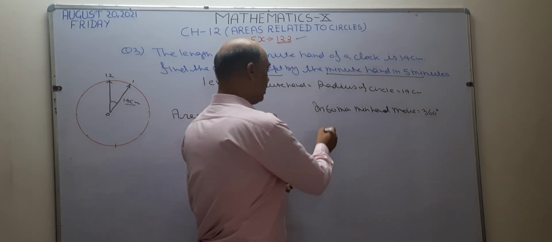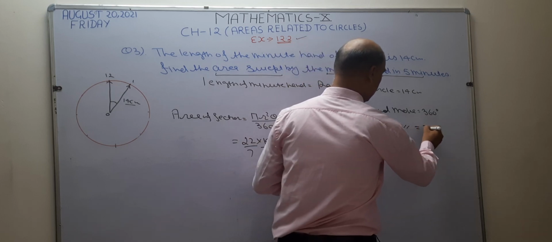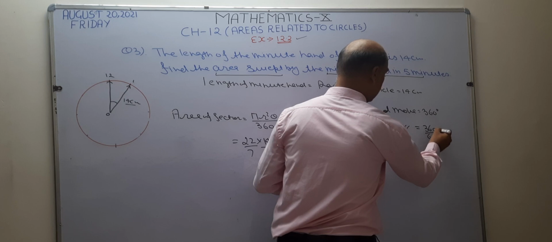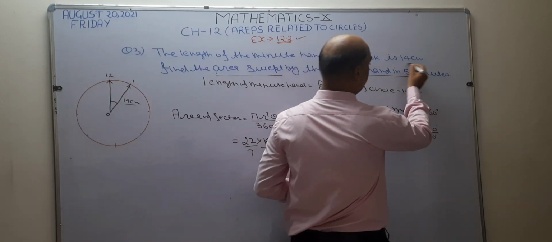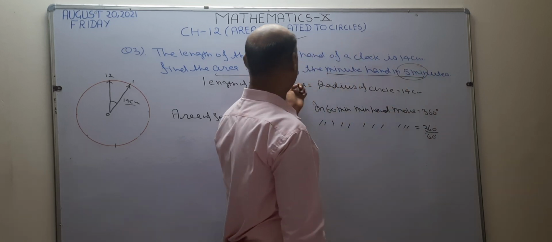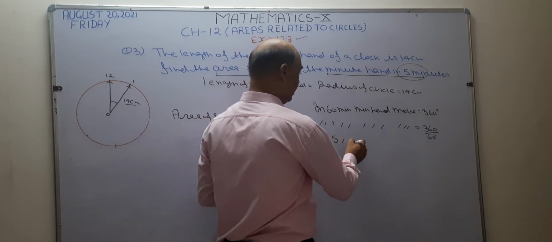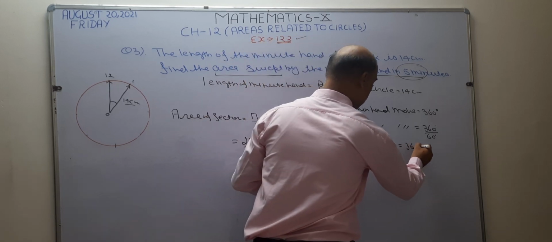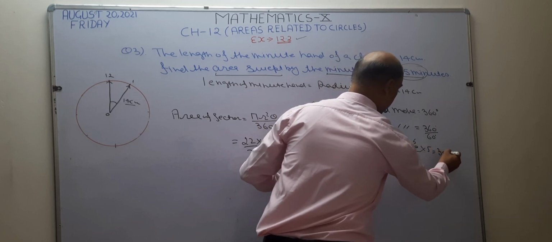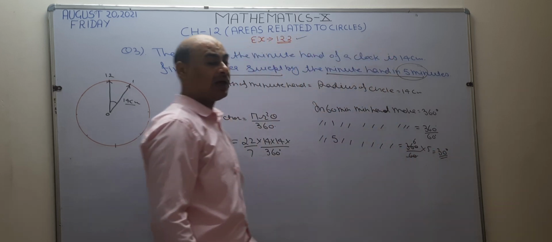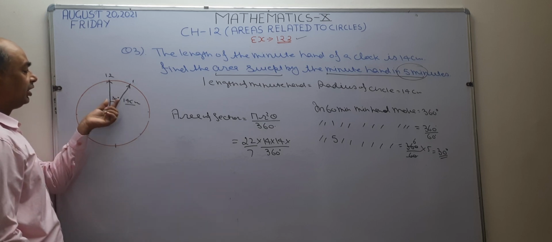In 1 minute, the hand moves 360 by 60. But our minute hand is going to move how many minutes? 5 minutes. So we are going to check the area swept in 5 minutes. In 5 minutes it is going to move 360 upon 60 into 5. So this is going to be 6 times 5, which is 30. So this minute hand makes a 30 degree angle within 5 minutes.